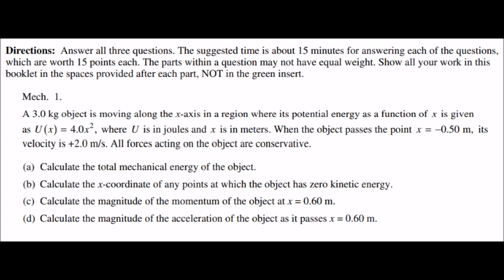2009 M1. A 3.0 kilogram object is moving along the x-axis in a region where its potential energy as a function of x is given as U(x) equals 4.0 x squared, where U is in joules and x is in meters. When the object passes the point x equals negative 0.5 meters, its velocity is plus 2.0 meters per second. All forces acting on the object are conservative.